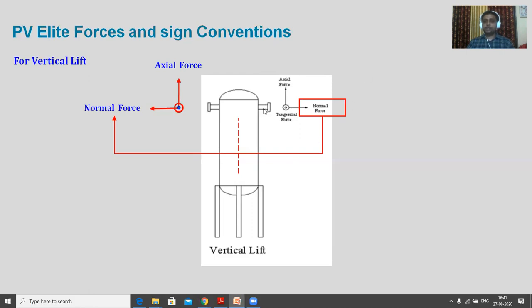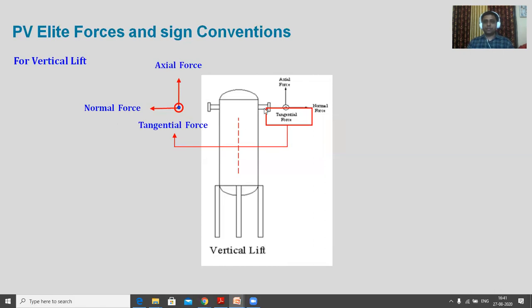And tangential means tangent to the circle. So this is my cylinder, and the force which is tangent to the circle is the one which is going inside from this. So here I can see only a point to represent that tangential force. Here also you can see that blue point, right? That represents the tangential force. So this is the axial force along the axis, the normal force is normal to the axis, and the tangential force is tangential to the circle or that cylinder. So this is for vertical equipment.